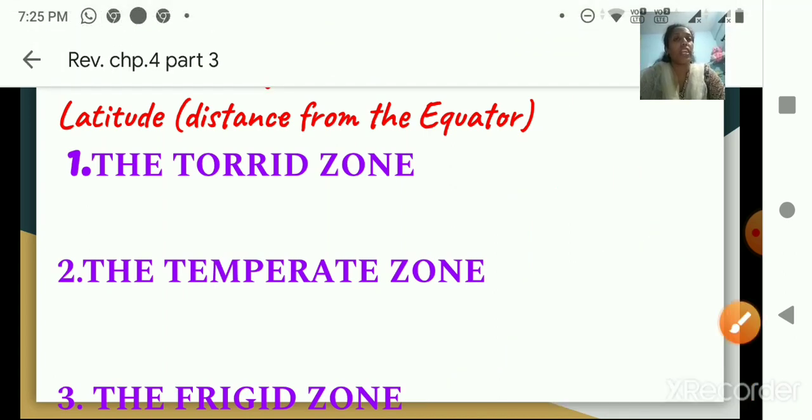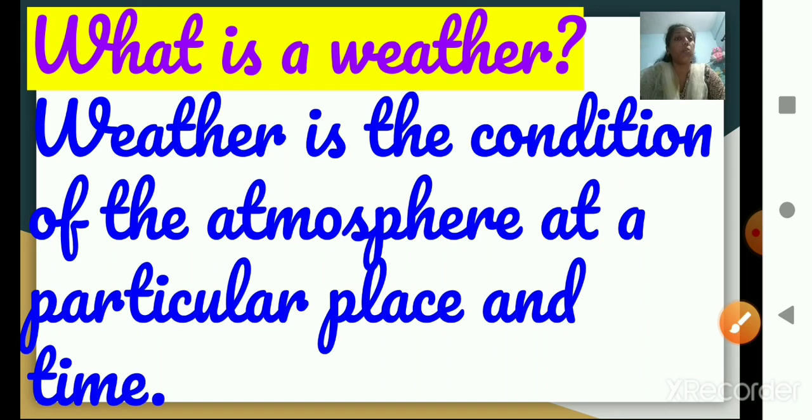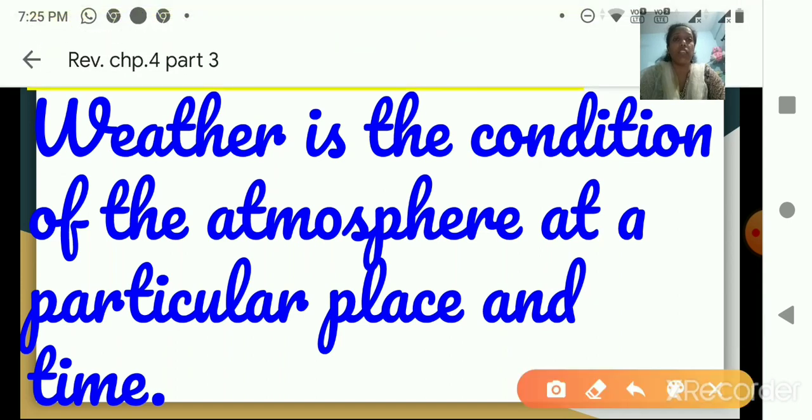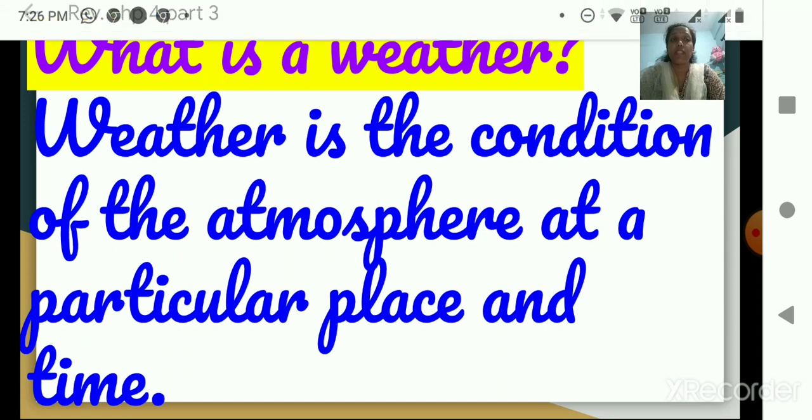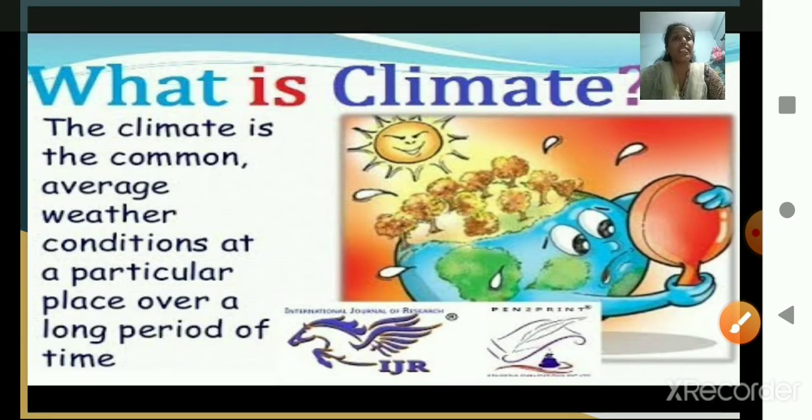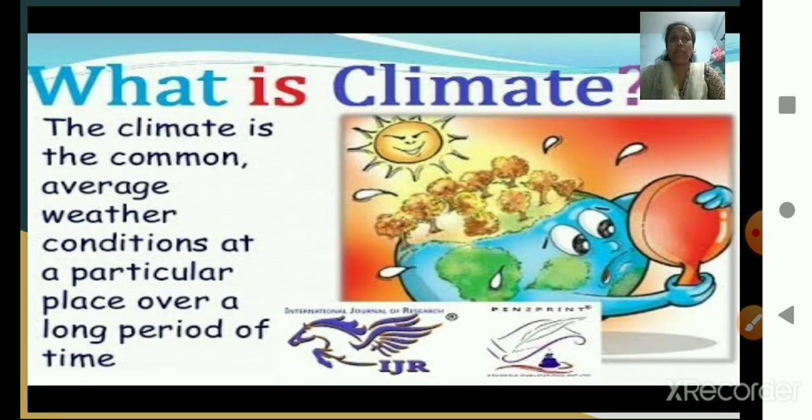But before that, let us have a quick recall about what we studied in our previous class. We studied about weather and climate. Let us see what is a weather. Weather is the condition of the atmosphere at a particular place and time, whereas the climate is the common average weather conditions at a particular place over a long period of time.